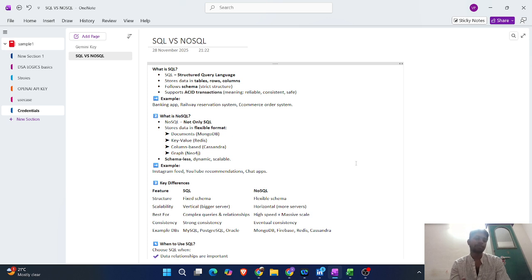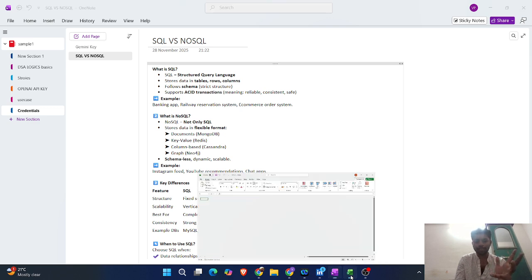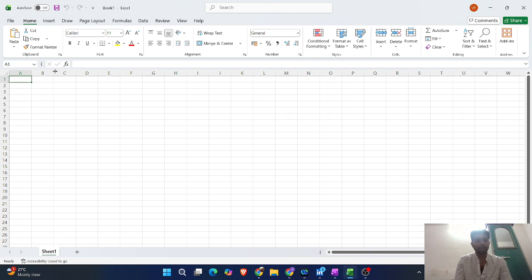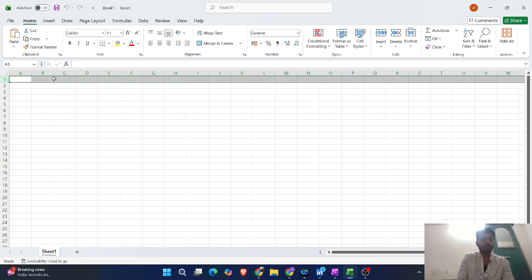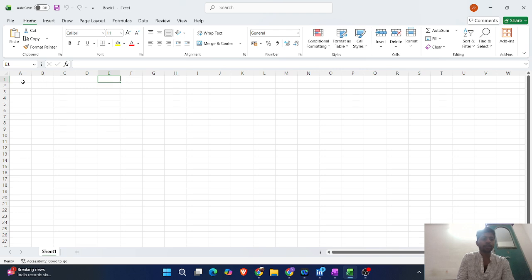and it also follows some ACID properties like atomicity, consistency, isolation, durability, etc. We'll discuss all these things, and I'll show you with an example what this schema is. Let's say you have five columns, right? And it has some 10 rows or so. In the first row, I decided that only five columns have to be there. So throughout my table, I have to maintain that.